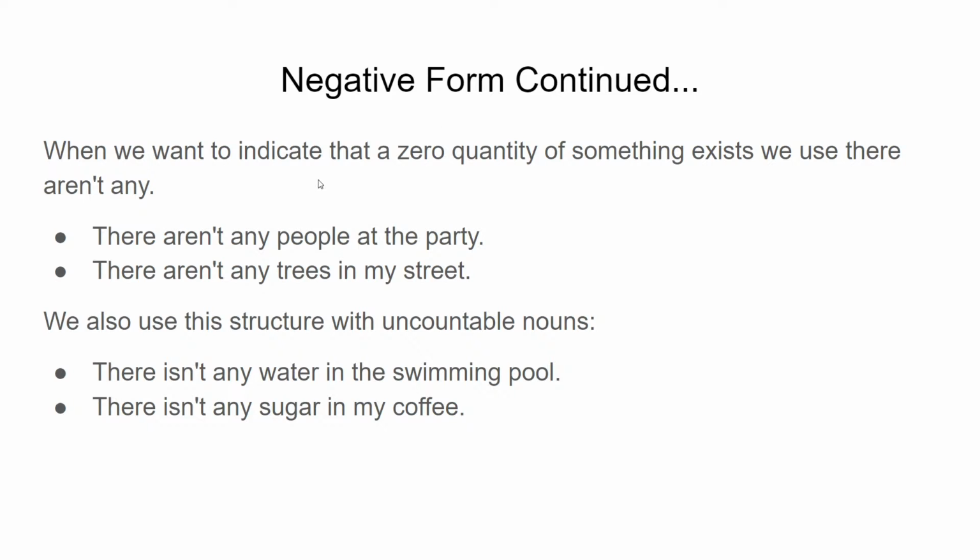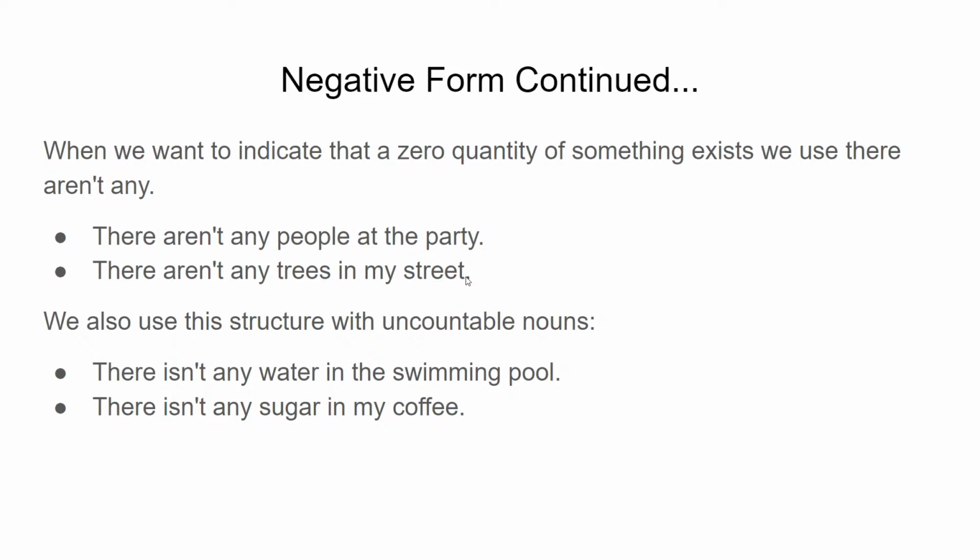When we want to indicate that a zero quantity of something exists, we use there aren't any. For example, in Turkish, zero, nothing exists. There is not any. There aren't any. There aren't any people at the party. Nobody is at the party. There aren't any trees in my street.